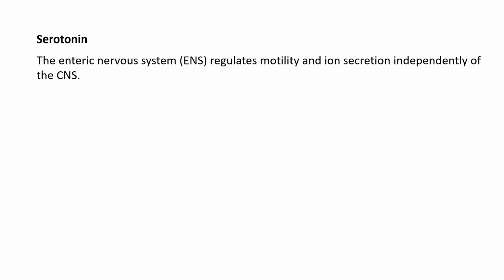I promised you a bit more on serotonin. And serotonin has quite an impact in terms of diarrhea. I mentioned also the enteric nervous system. Now, the enteric nervous system is sort of a separate nervous system outside of the central nervous system that regulates motility and it regulates ion secretion from those CFTRs.